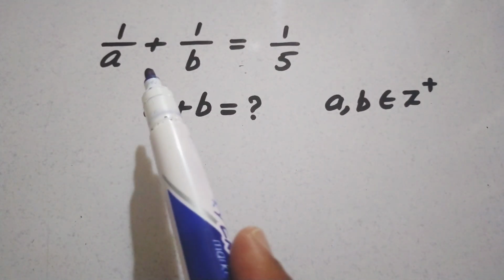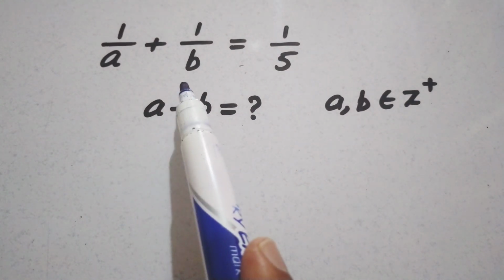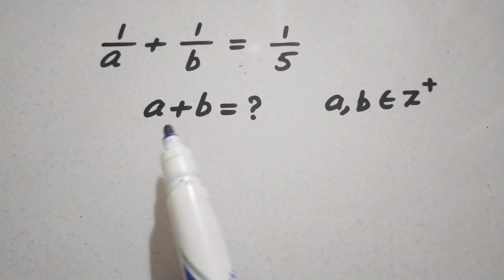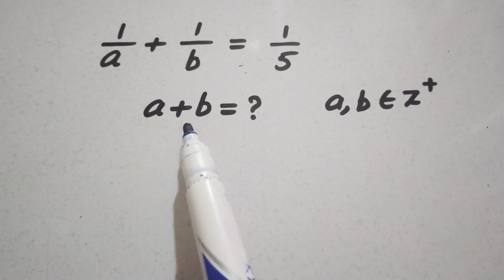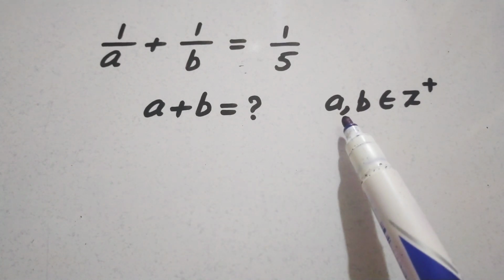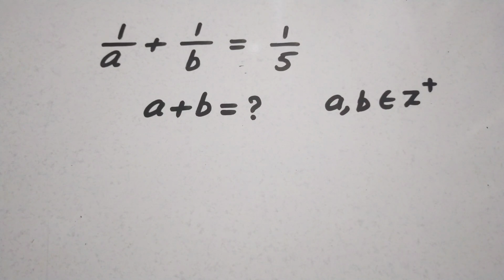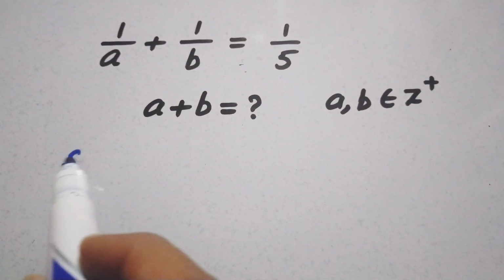Solve this very nice algebra problem. 1 by a plus 1 by b is equal to 1 by 5, and we are interested to find a plus b such that a and b are positive integers. Let's come to the solution.